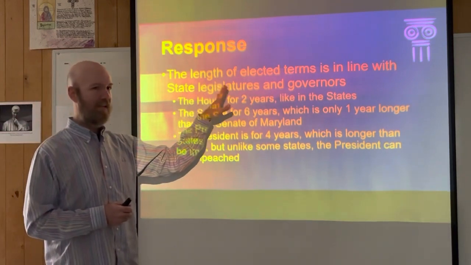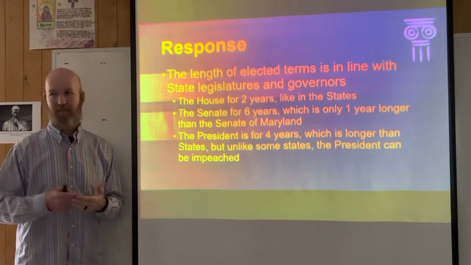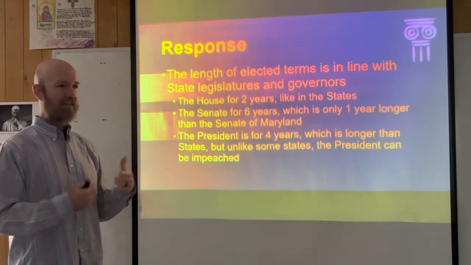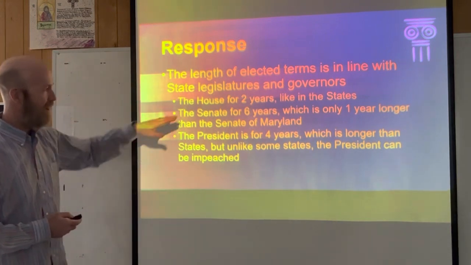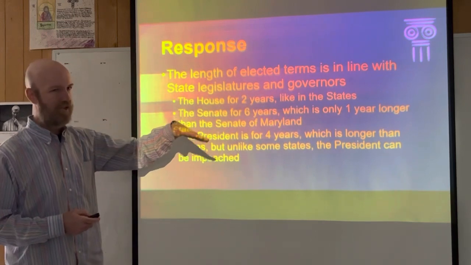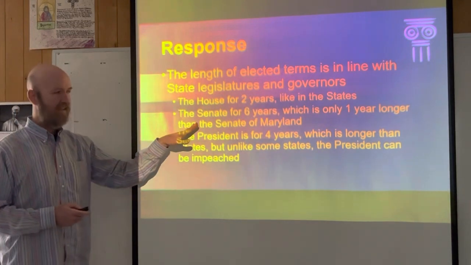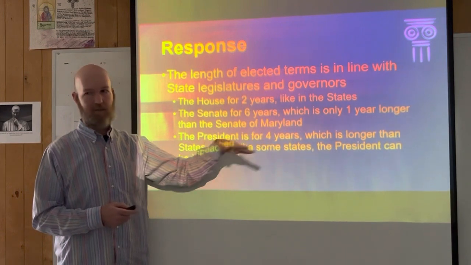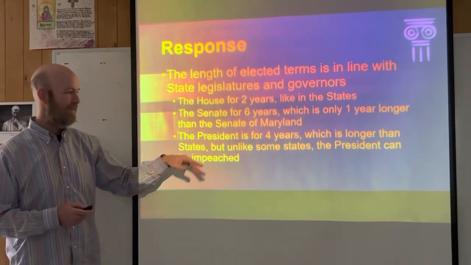They get into the length of terms for each elected person, and they again try to make a comparison to the states that already existed. They said the length of office for each elected person is pretty similar. The House members are elected to represent for 2 years, just like in all the states. The Senate, according to our Constitution, senators are elected for 6 years, which is longer than the states. But they point out it's only 1 year longer than the Senate of Maryland.